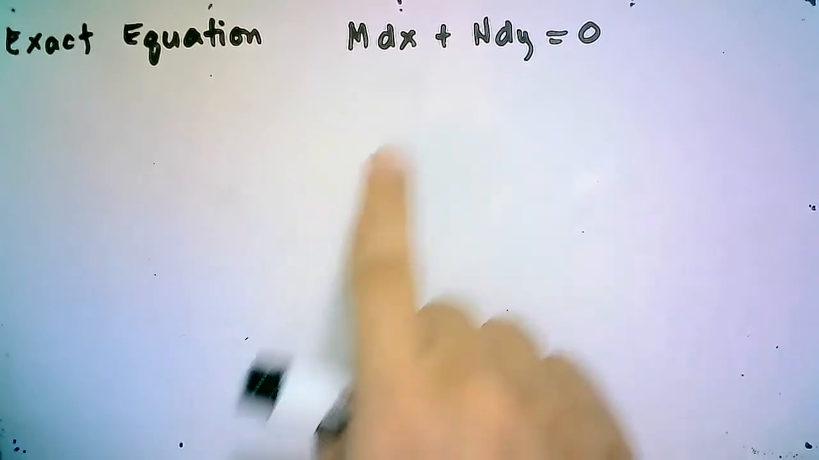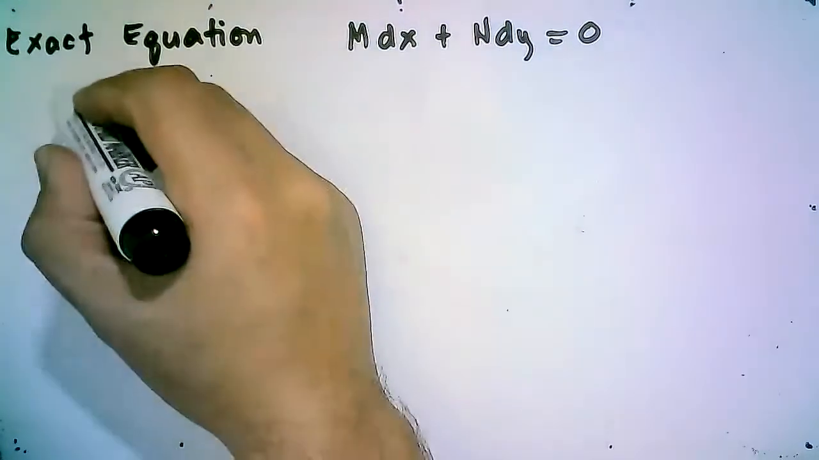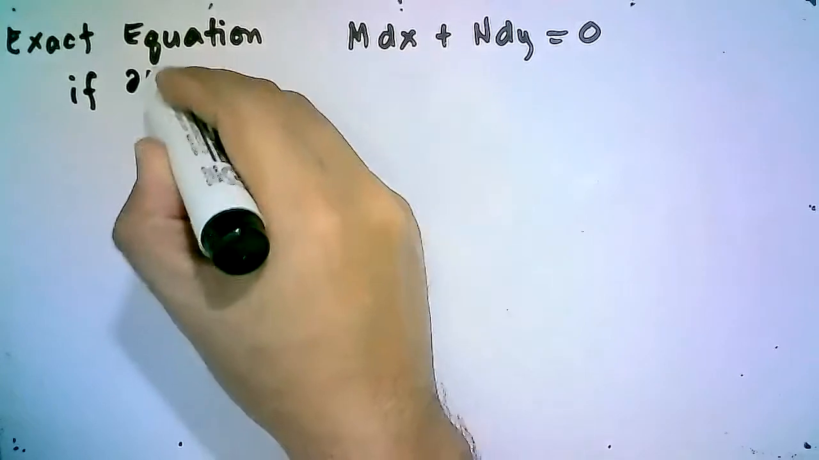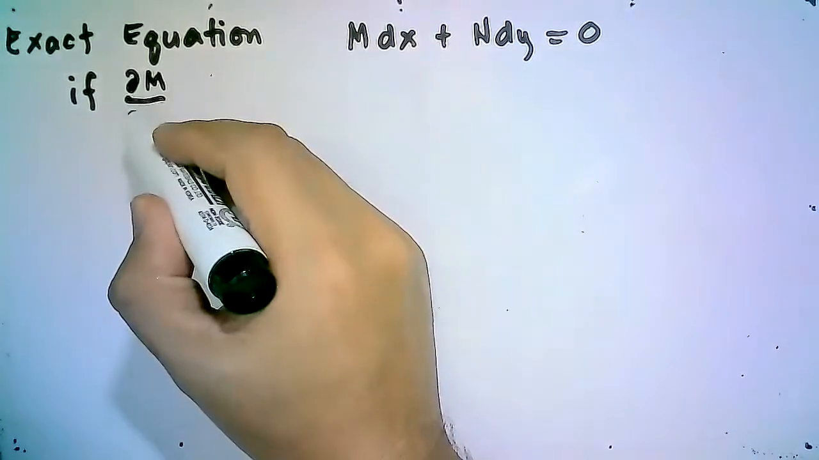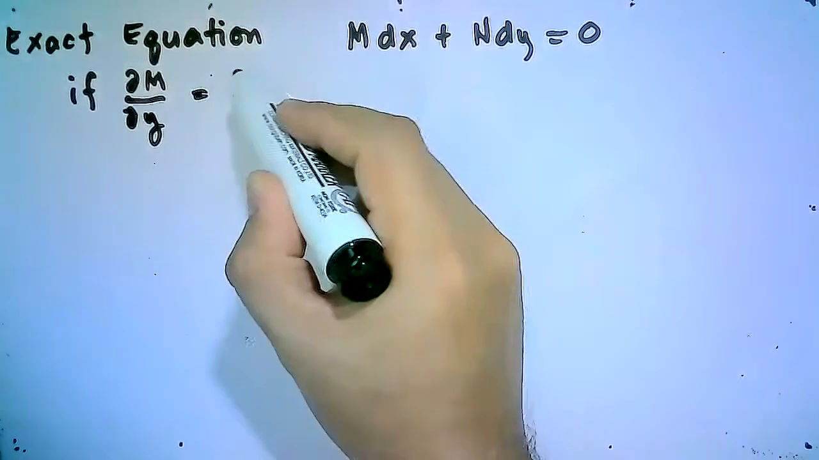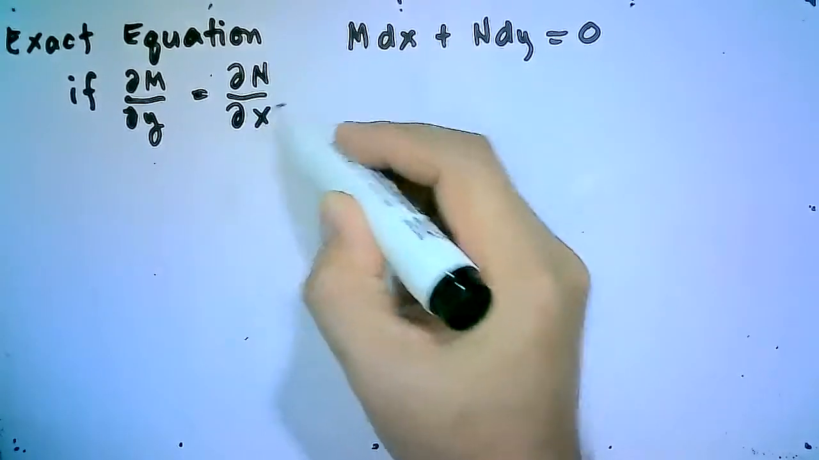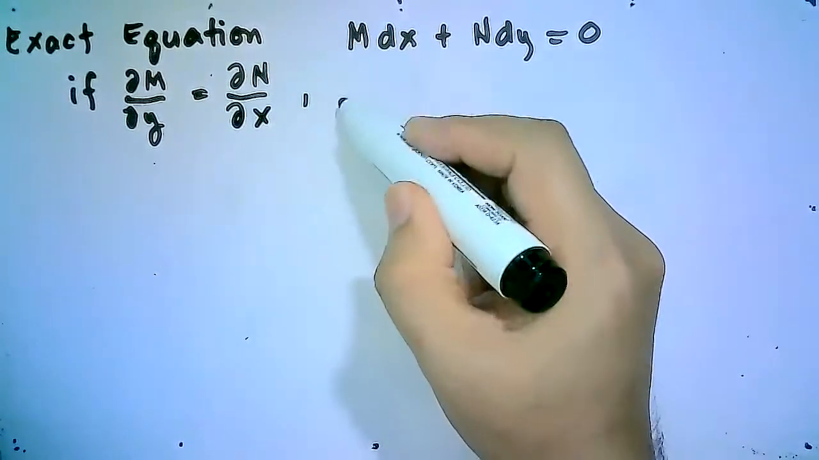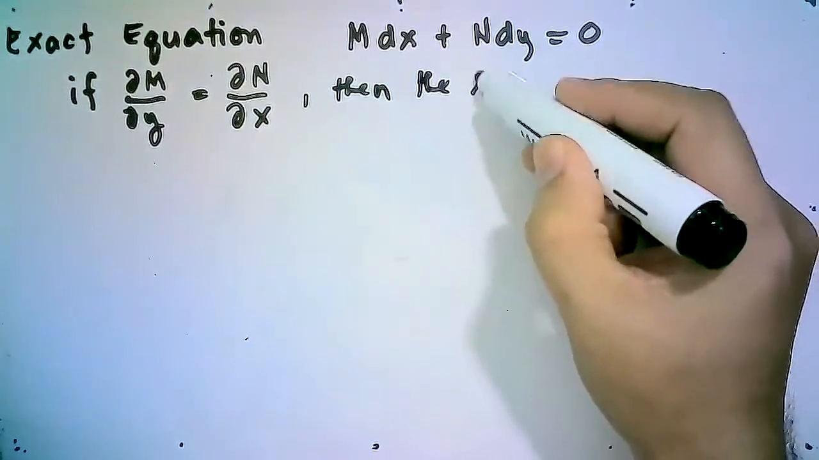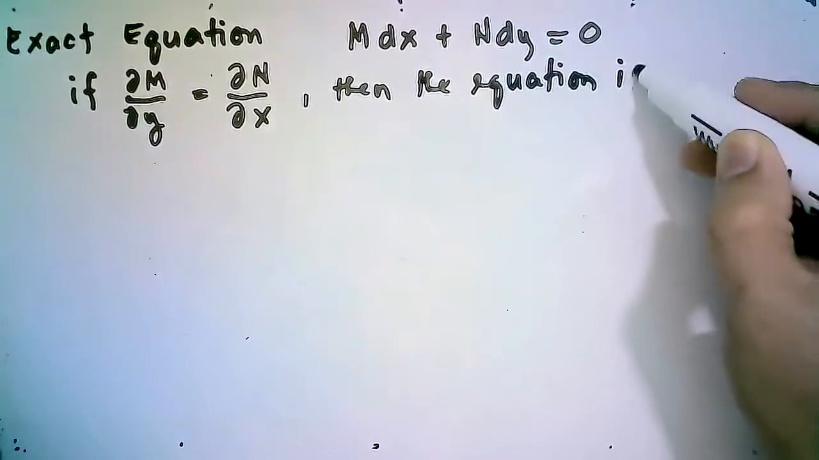Now, in a given form, M dx plus N dy equals 0, if the partial derivative of M with respect to y is equivalent to the partial derivative of N with respect to x, then the equation is exact.